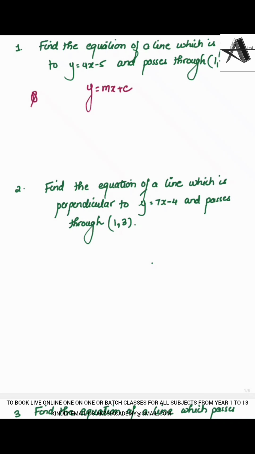To find m, we know that this equation of a line is parallel to this one. If it's parallel to y equals 4x minus 5, then 4 is basically your gradient, because we know in parallel the gradients are the same. So it would be y equals 4x plus c. Now our main aim is to calculate c, and if this point is lying on this line, that means it should be satisfying this.